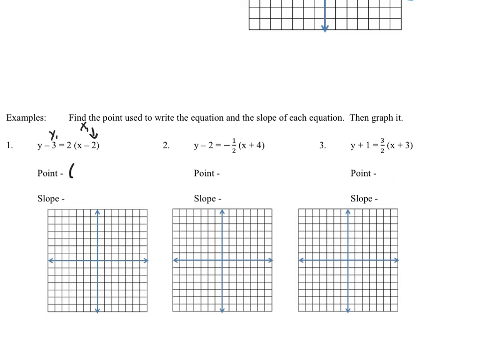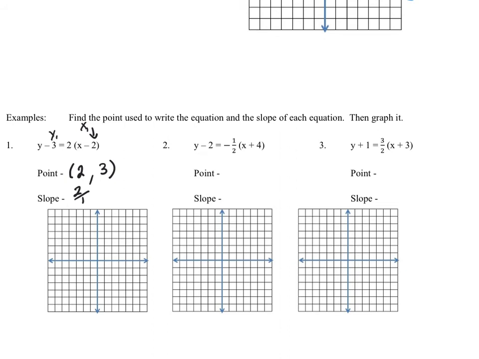So if in my equation here, it says minus 2, my x value that I plugged in was actually 2. If in my equation it says minus 3, the actual value I plugged in was actually a positive 3, right, the opposite. My slope here is 2, or 2/1. And then we just need to plot.